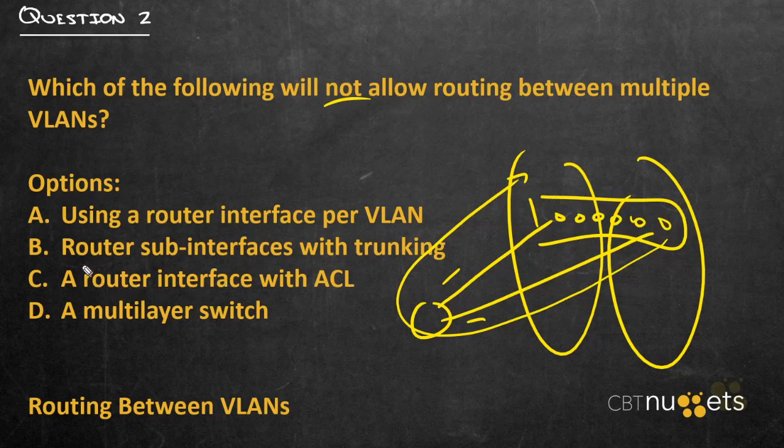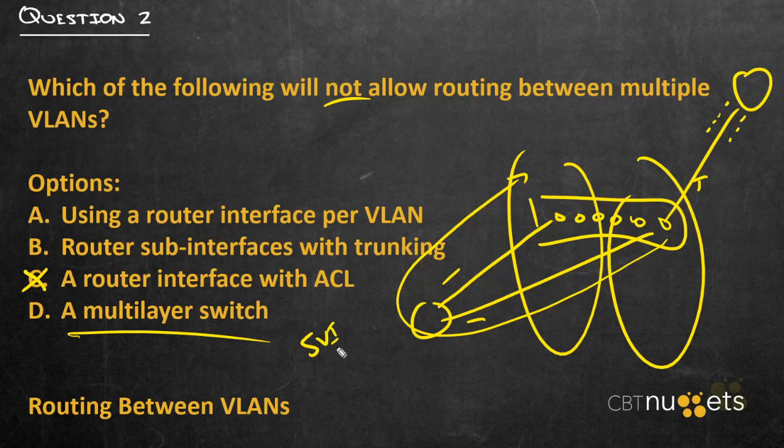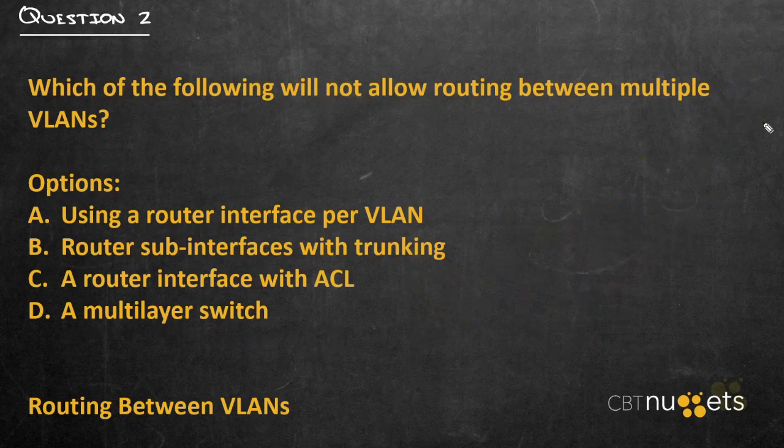It's saying what would not allow routing. Router subinterfaces with trunking, that would be where we have a router plugged in right here, configure that as a trunk, set up subinterfaces on that router, that would also do routing. A router interface with an access control list, good idea, but that would not allow routing between multiple VLANs, but a multi-layer switch would. That's where you use your switch virtual interfaces on the multi-layer switch to do essentially the same thing as that router on a stick, but all within the ASICs, the hardware of the switch. So the answer in this case is C.